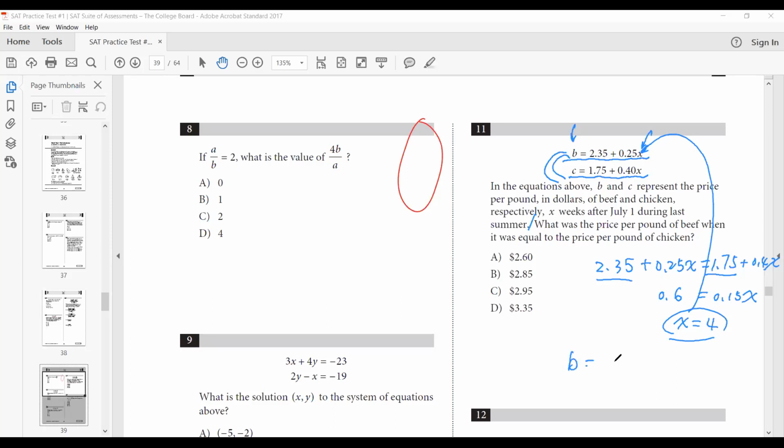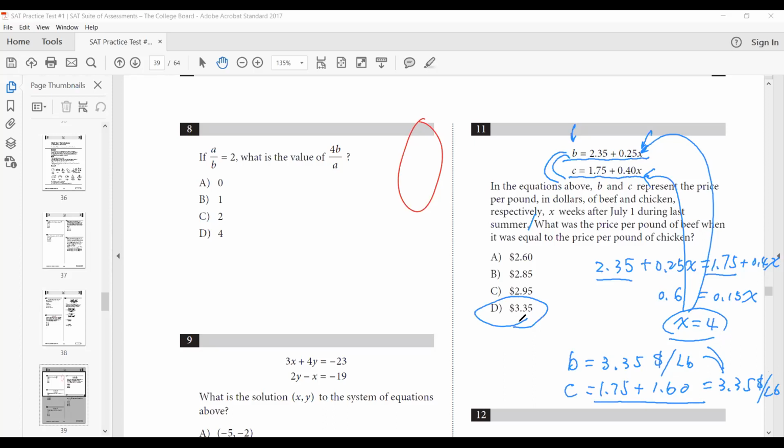So B can be 3.35 dollars per pound, right? If you replace here, you should get the same result. Let's say C: 1.75 plus 1.60, right? So also $3.35 per pound. So they should be the same after 4 weeks, right? So what's the choice? D. It is D, right?